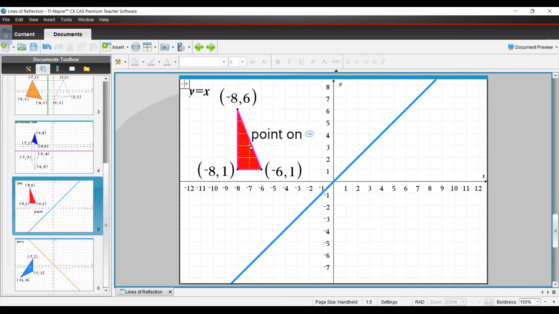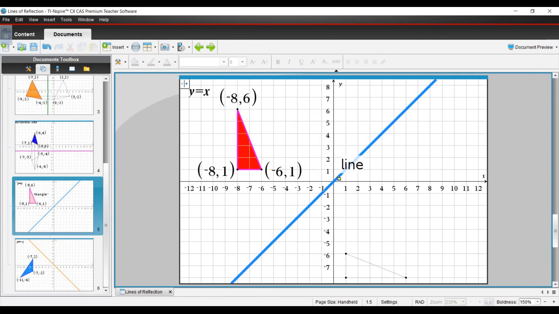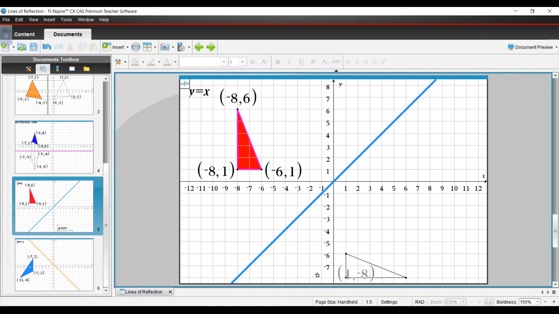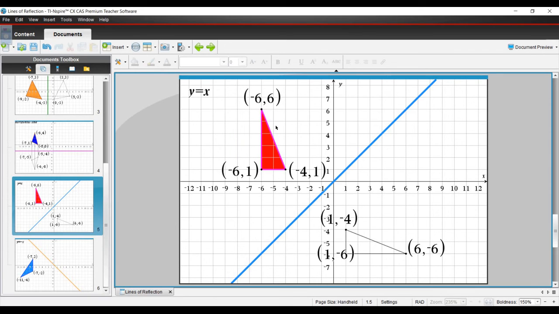I'm going to do a reflection of my pre-image over my line right here. Oh, wow, interesting. Going to go back. I'm going to get my coordinates. Here's that one. Here's that one. Here is that one. Pretty cool, actually. I'm going to move things a little bit closer here so we can see, and maybe move these down a little bit.